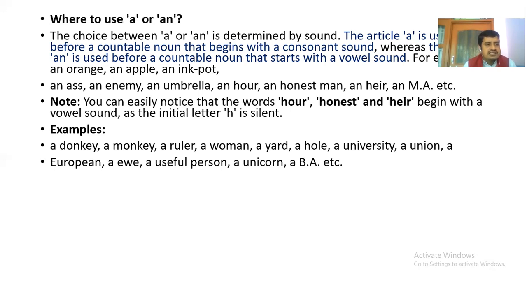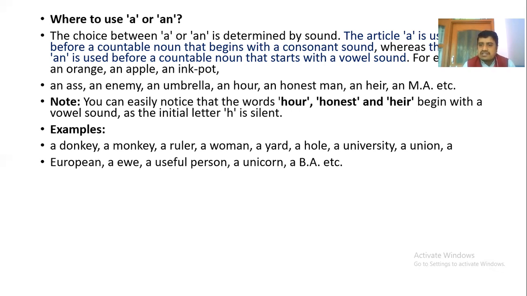We use the indefinite article a before nouns beginning with the letter h which is pronounced as ha, like a hat, a hole, h-o-l-e, a honeycomb, a horse, a hard poison, a huge tree, in this way. As well as in abbreviations whose first letter has a consonant sound.